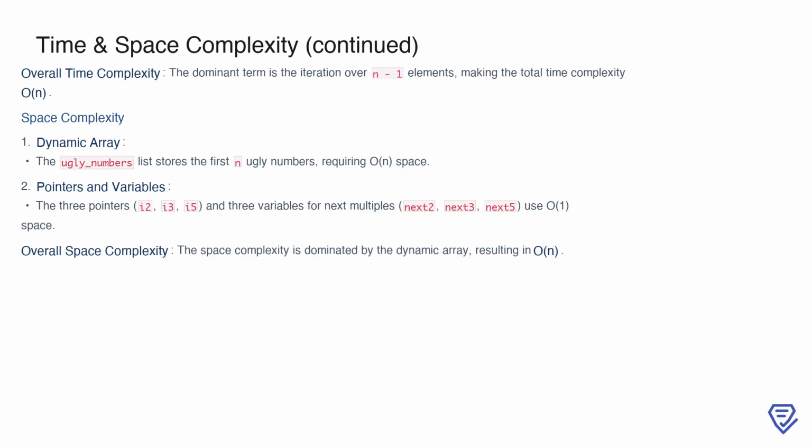Now, let's turn to space complexity. The dynamic array, which stores the first n ugly numbers, requires O(n) space. In addition to this, we maintain 3 pointers and 3 variables for the next multiples of 2, 3, and 5. These are simple variables and require constant space, O(1). When we consider the space requirements in totality, the dynamic array dominates, resulting in an overall space complexity of O(n). This balance between time and space complexity makes the algorithm efficient and practical for a large range of input sizes.